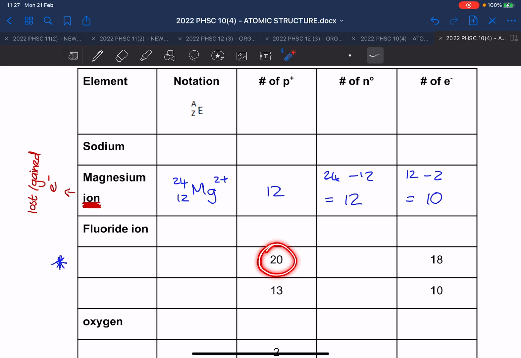Alright, so what element has 20 protons?